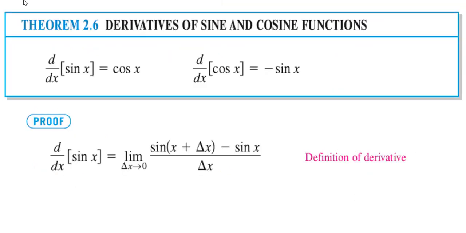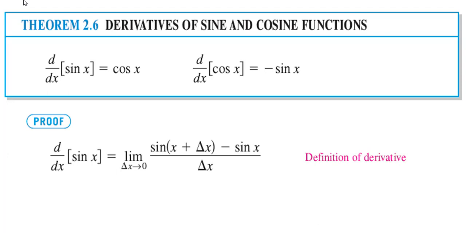Everybody's favorite trig? Something you have to have memorized. If you don't, life's going to be rough for a while for you. d dx of sine of x means the derivative of sine of x equals cosine x. The derivative of sine is cosine. But the derivative of cosine is the opposite of sine, so negative sine.